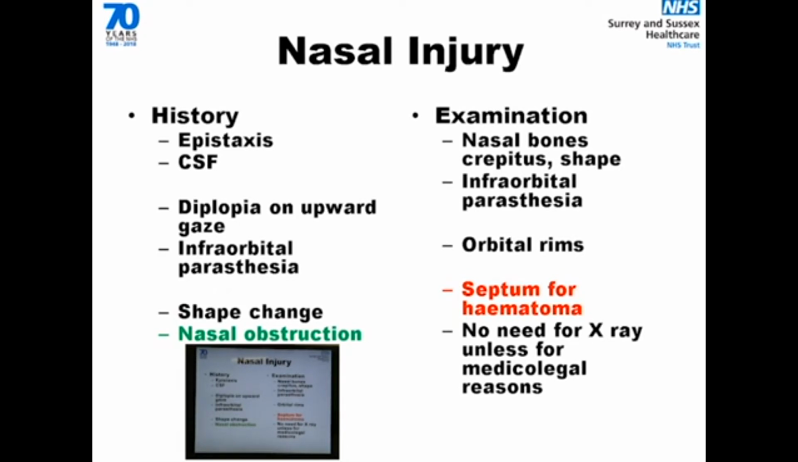If there's a crepitus, note the change in shape. If there's an infraorbital paresthesia, feel the orbital rims, like I said, for any discontinuity. It's just for you to have a very clear picture of what you have. Because even when you eventually call the ENT, it's good to give a very strong description of what you're seeing. I talked about the septum for haematoma because that is very important. If there is a septal haematoma, it needs to be drained immediately.